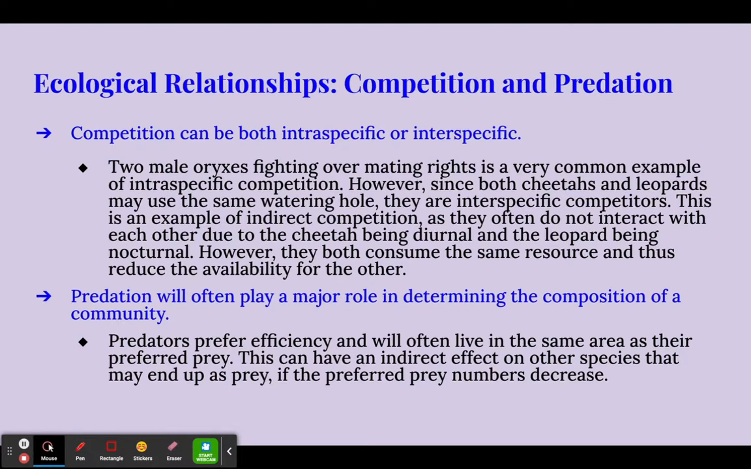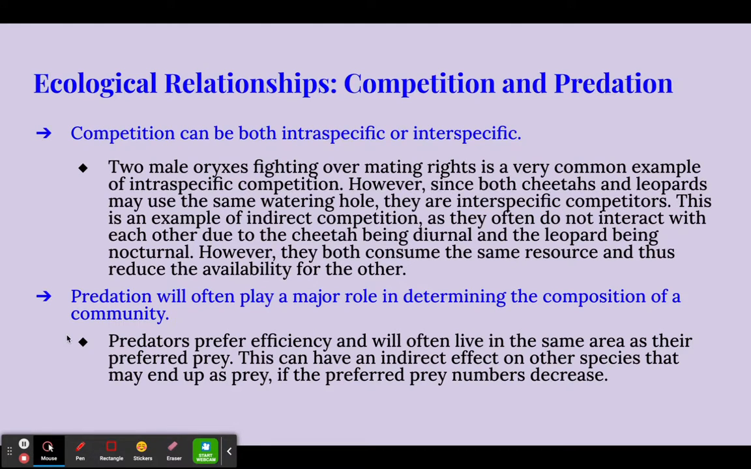So with competition, something like males fighting over mating rights, that's a very common example of intraspecific, so between two of the same species. But something such as cheetahs and leopards using the same watering hole, that's interspecific. They are different species, but they are competing for the same resource.